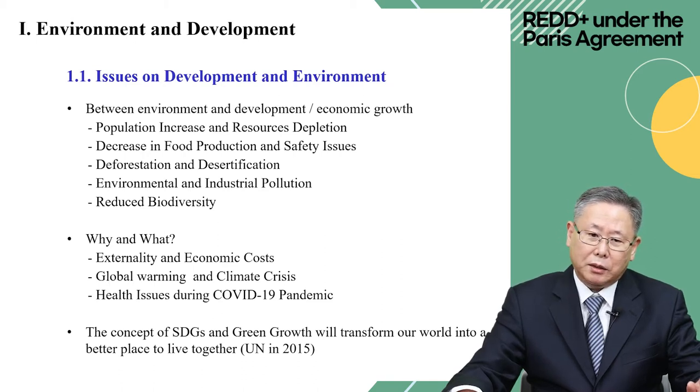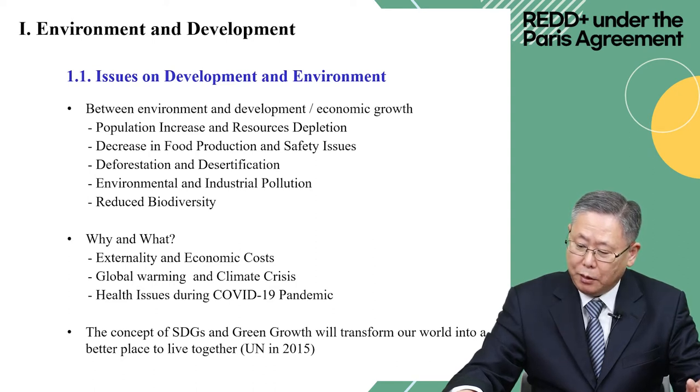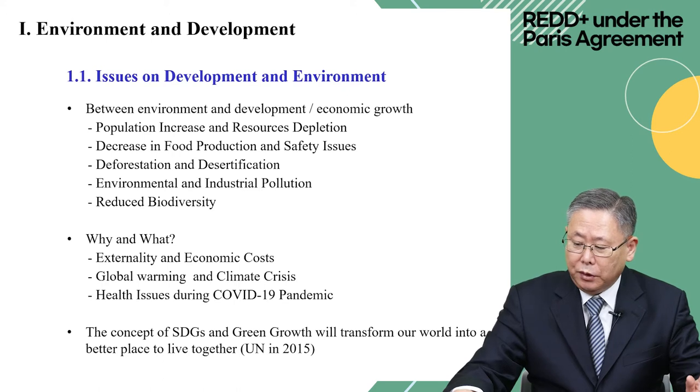And why and what? Here we have to think about externality and economic costs. What is externality? Externality is a cost or benefit caused by a producer that is not financially incurred or received by that producer. And externality can be both positive and negative, and can stem from either the production or consumption of goods or services.